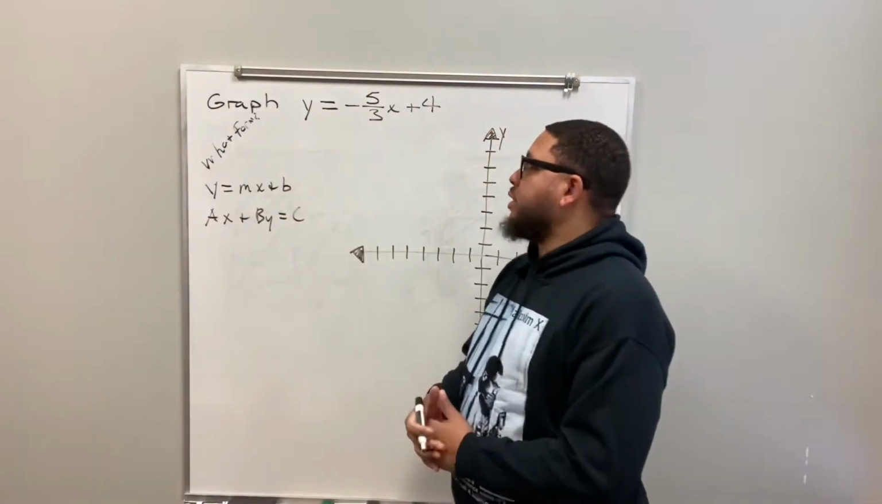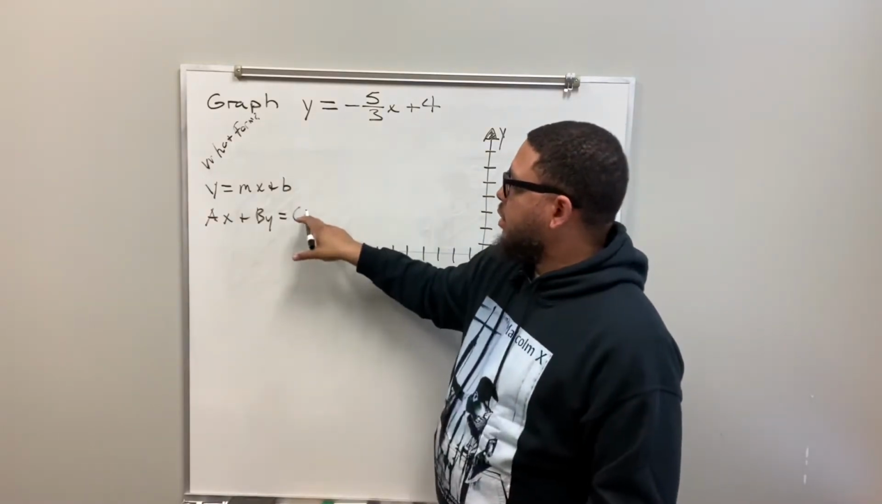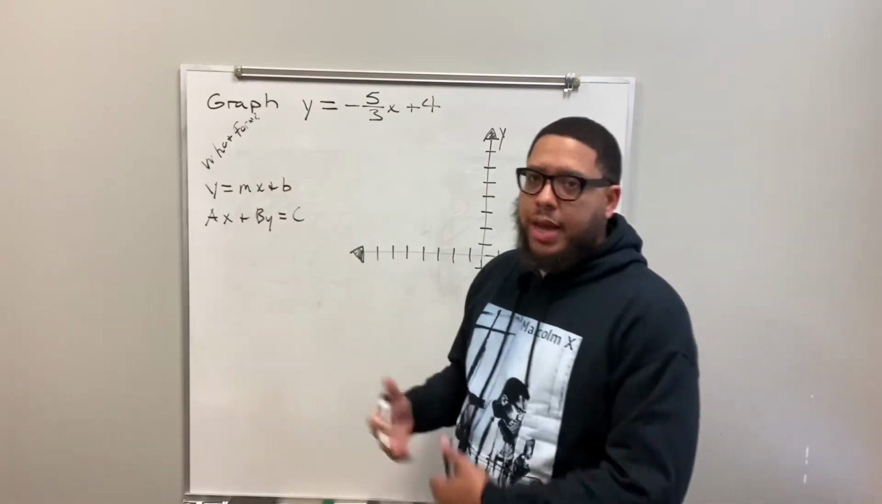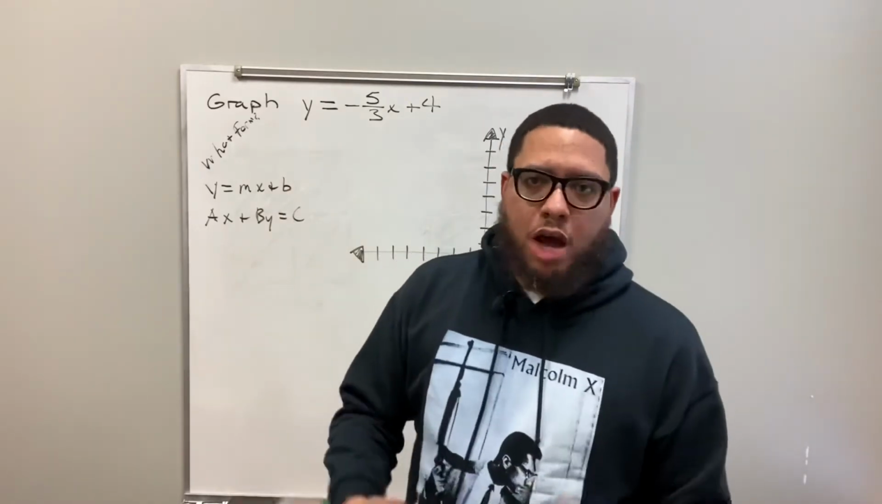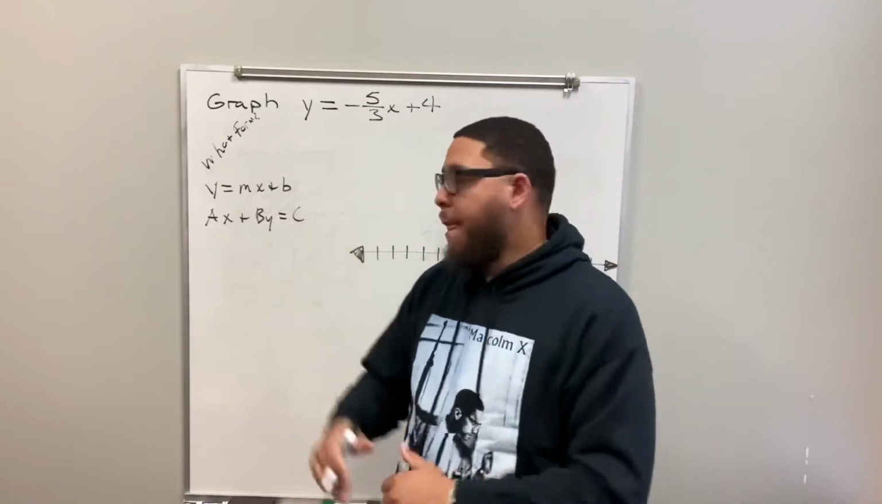So what you got to ask yourself is, okay, which form is this equation in? Does it look like the standard form, or does it look like slope-intercept form? And that matters because that's going to affect how we're going to find our 2 points, our minimum 2 points we need to draw our line, all right?